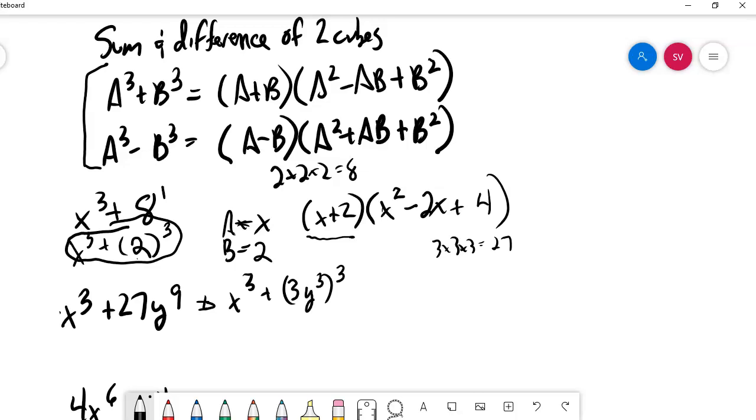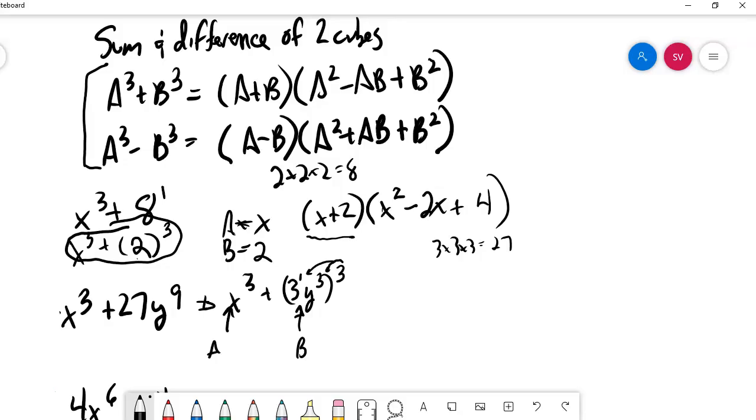Y to the third. So as a check to make sure we did this properly, whenever you have an outside exponent of 3, it gets distributed by multiplication to all the exponents or assumed exponents within the parentheses that exponent is tied to. So we have 3 to the third, which is 27, y to the 3 times 3, which is y to the ninth. We did that properly. So my A is x, my B is 3y to the third.